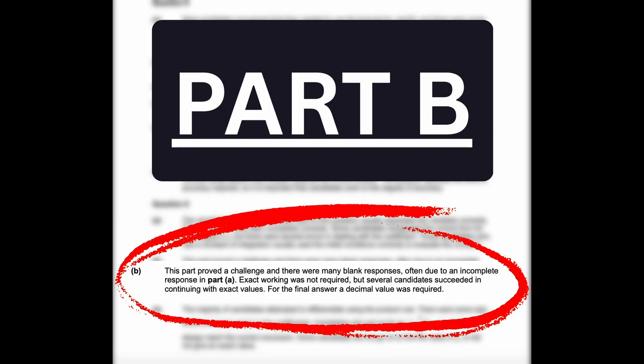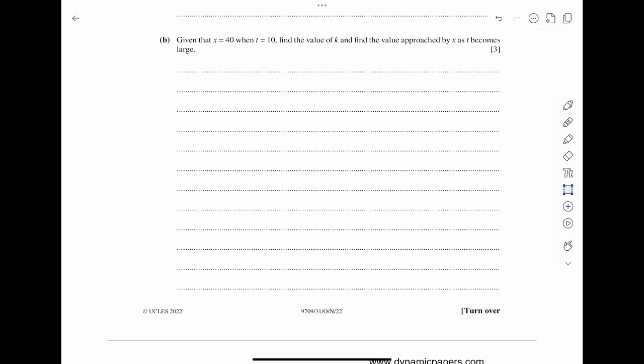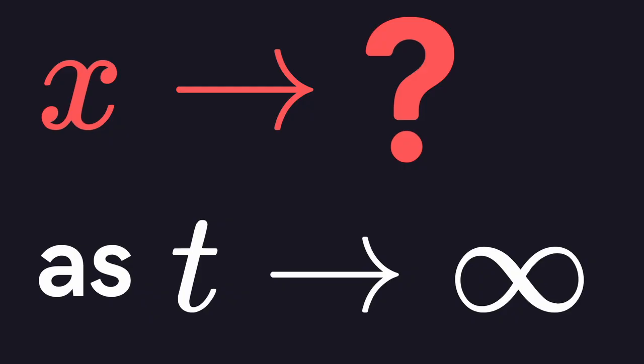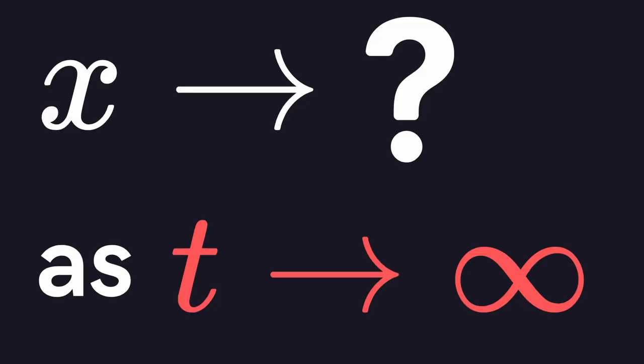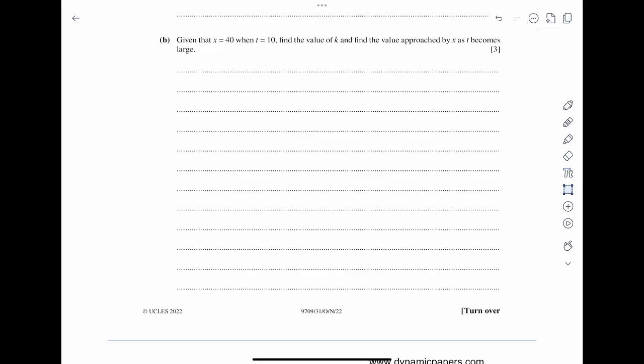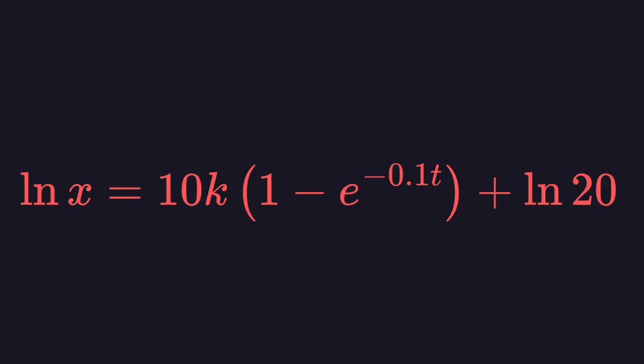As stated before, this part is critical. As the examiners noted, part B was challenging and had several blank answers. At its core, this is really just a limit question. You just have to find what x tends towards as t gets bigger and bigger and bigger. And the way to start here is simply by using the equation that we just found.